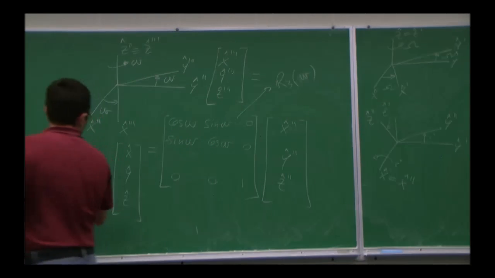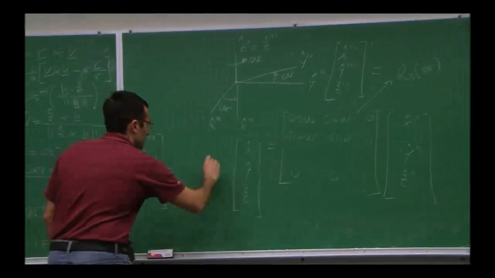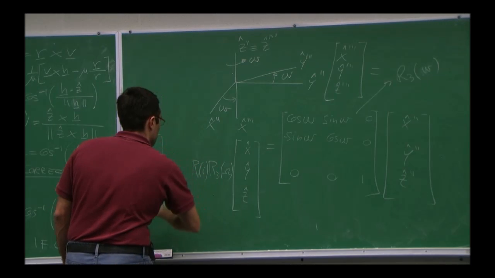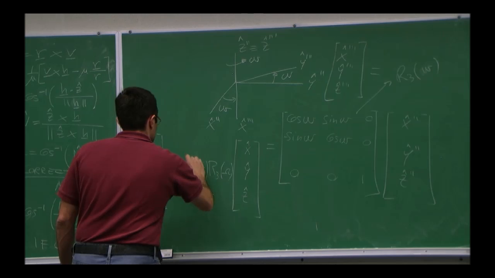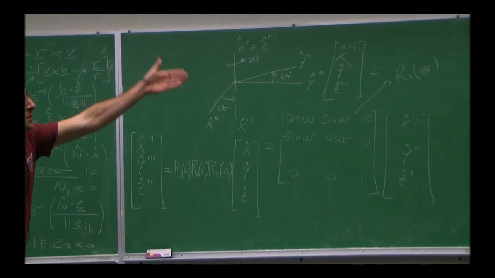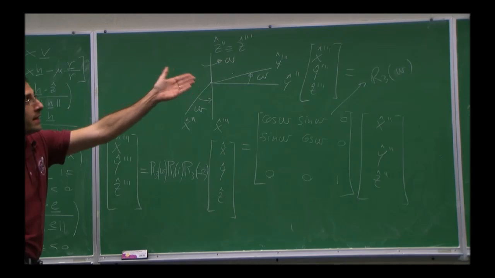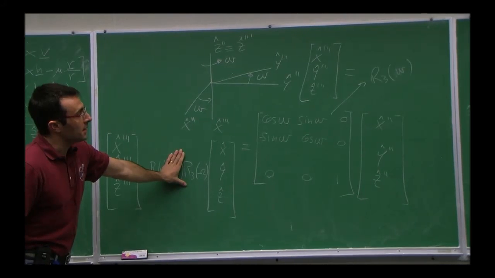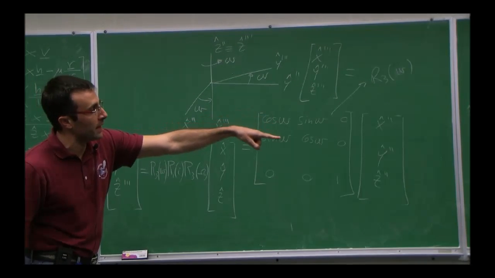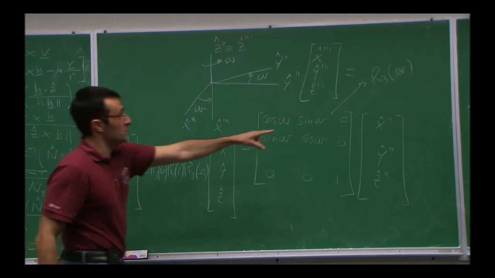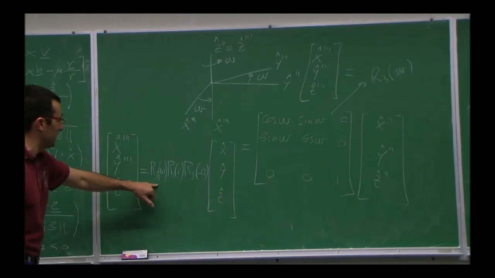So what do you think you need to put in here? Multiply those matrices. You see that? The ones with the prime are nothing else than R3 of big omega times the original basis. But then if I take the basis with the prime and I multiply times R1 of I, I get to the basis with the second. And if I take the basis with the second and I pre-multiply times R3 of little omega, I get what I want.